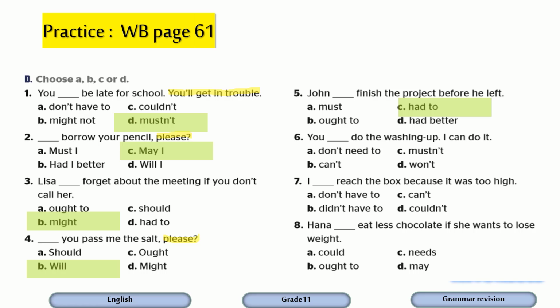You do the washing up, I can do it. I can do it. Okay, so here you don't need to, it is not necessary. I reached the box because it was too high. So the box was too high. Do you think I can reach it? No, and we have here it was too high. We are talking about the past.